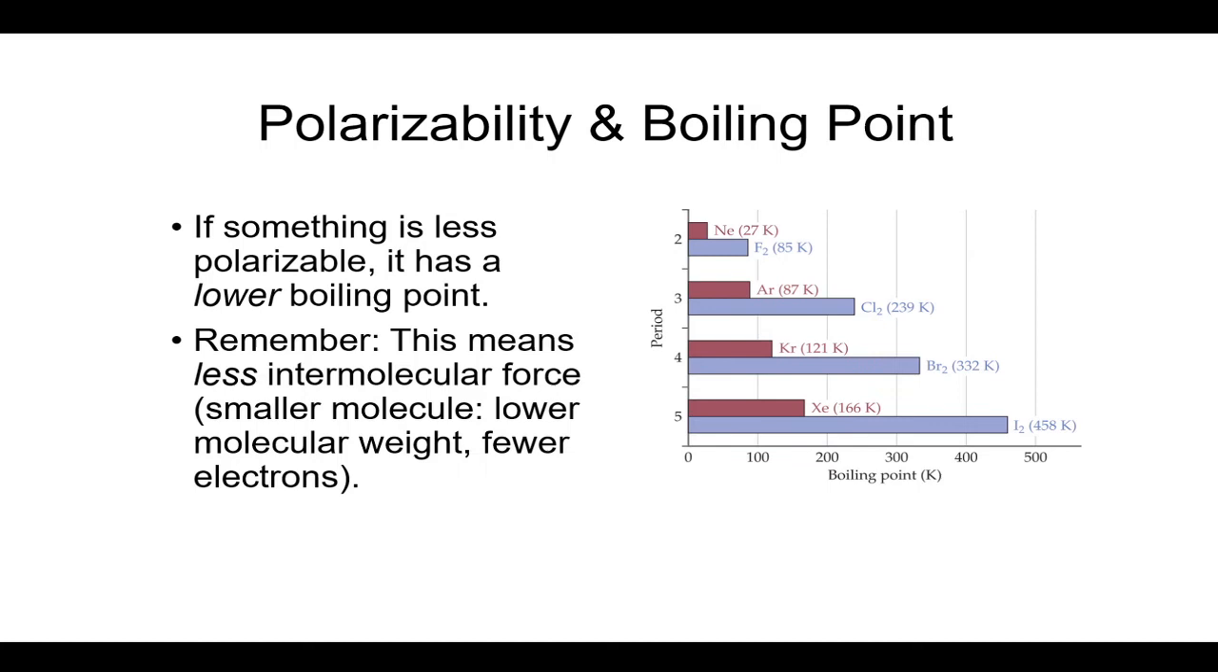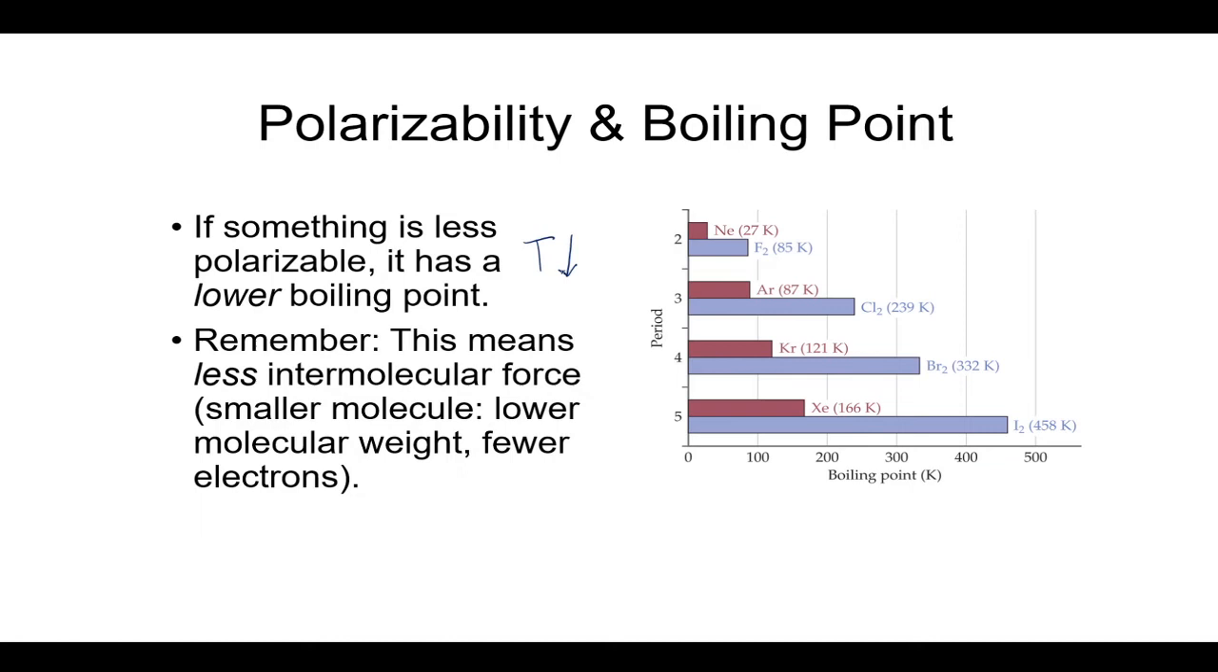So let's see this manifested: polarizability and the boiling point, right? So polarizability, again, being related to this dispersion force. If something is less polarizable, it has a lower boiling point. So let's make sure we understand exactly what is written in that sentence. If something is less polarizable, meaning the electron cloud around that molecule or atom is less squishy, it's harder to displace, that means it's going to have a weaker dispersion force. That means the temperature does not have to be as high, the temperature is lower, to get it to boil.